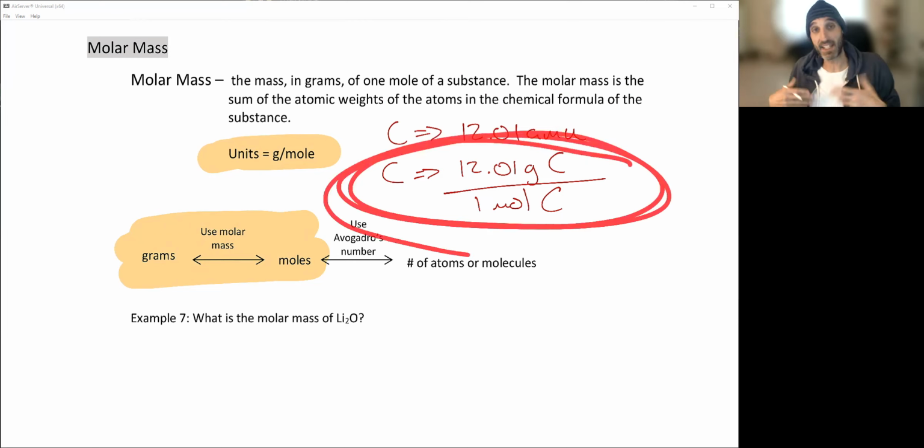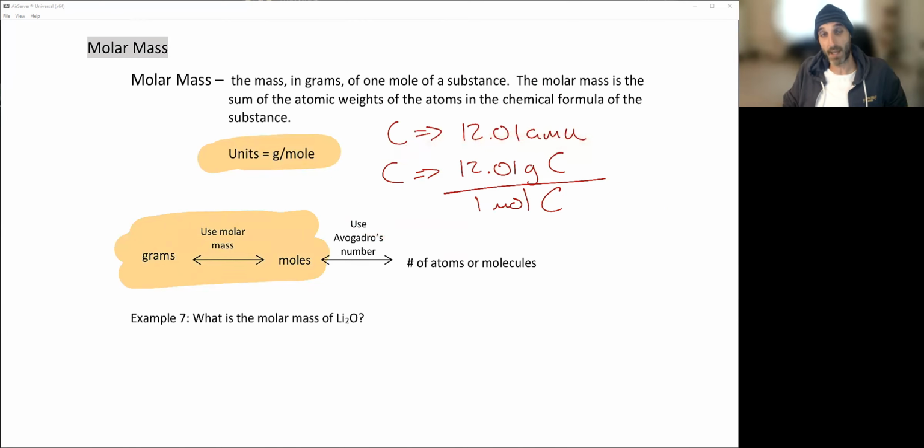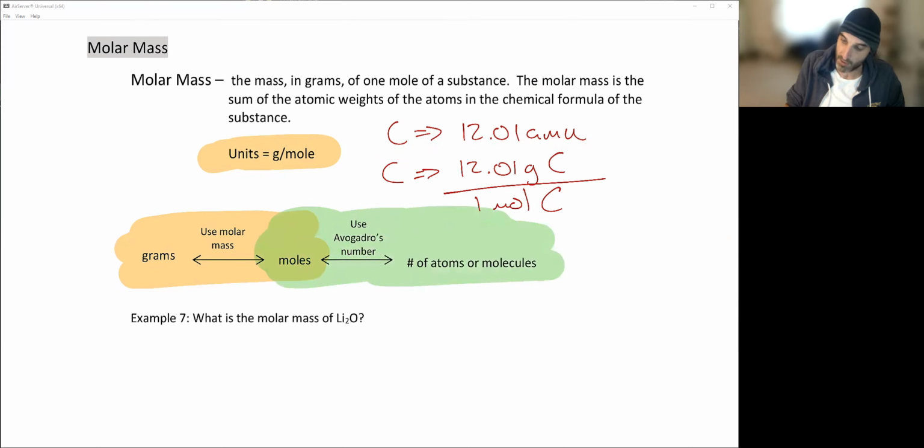What this means is if I gather up 12.01 grams of carbon, I have 6.02 times 10 to the 23rd, I have 1 mole of carbon. So the moles connect the idea of Avogadro's number and the number of molecules to the gram quantity, something we're going to see in these. We just did moles to molecules on the right-hand side, the green, and now we're going to look at grams to moles, which is going to be more tangible for us, especially in the lab.